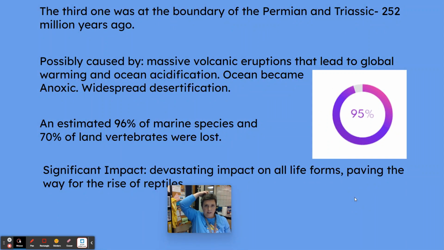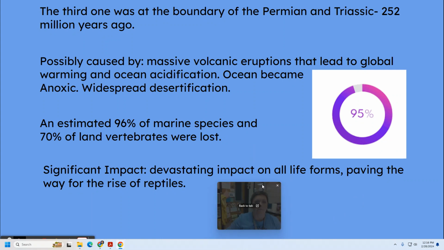The third one is at the boundary of the Permian and the Triassic, so 252 million years ago. This one is also caused by volcanic eruptions, so global warming and climate change, and ocean acidification. The ocean became anoxic, so the oxygen came out of the oceans, and the things with gills could not breathe in the oceans because there wasn't oxygen in there. And we also had widespread desertification, so we had deserts being formed at that time.